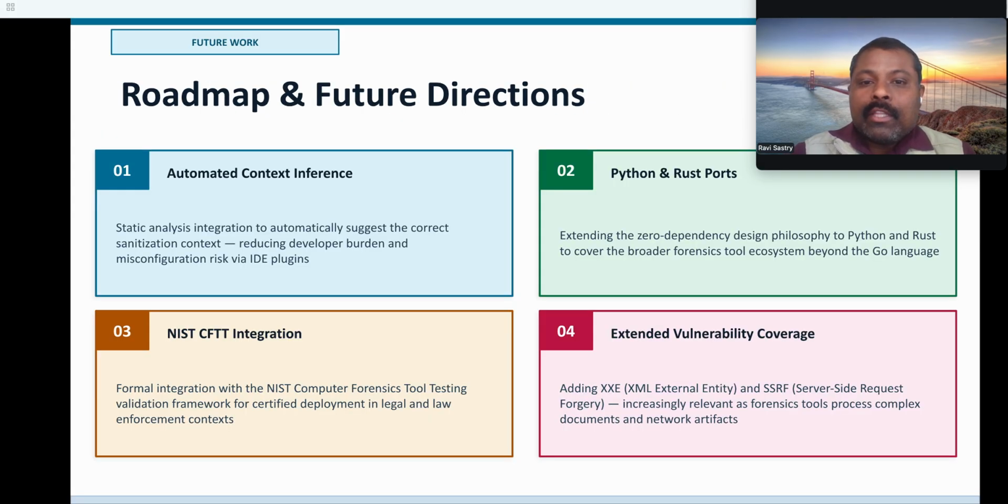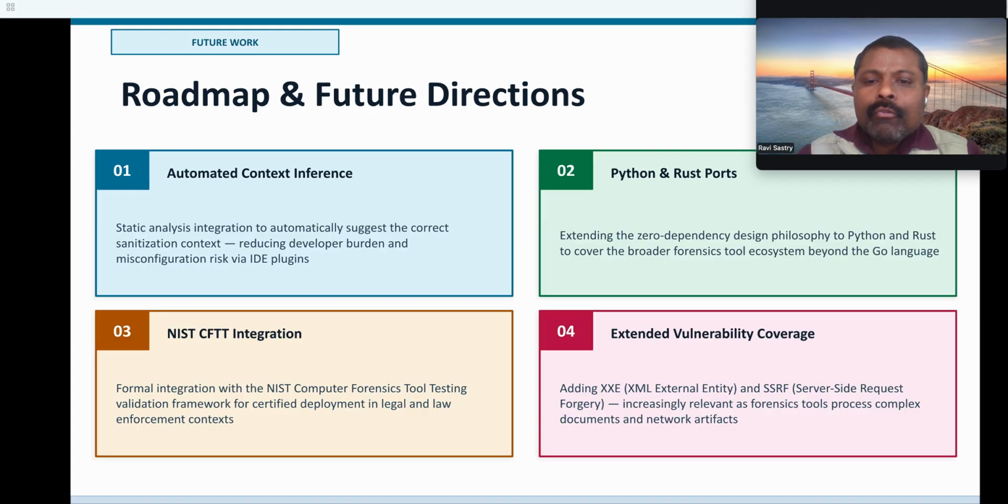Let me close with where GoSafeInput is heading. The first priority is automated context inference. Currently, developers must manually specify the sanitization context, which is correct behavior, but it requires developer knowledge. We are working on IDE plugins and static analysis tooling that can analyze where input strings flow and suggest the appropriate context automatically. We also want to port it to other languages like Python and Rust.